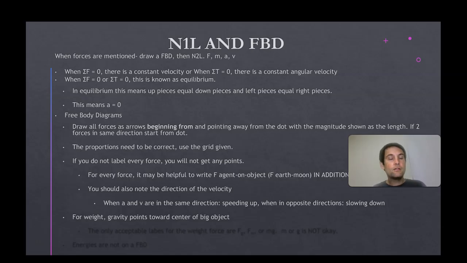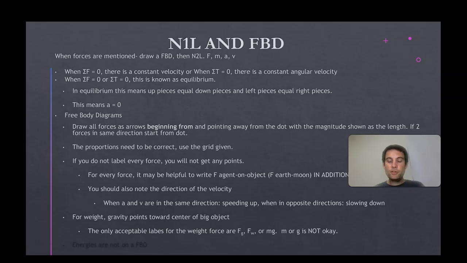For weight, gravity points towards the center of the big object. Whether that's a planet, a star, a moon, whatever. The only acceptable labels for the weight force are F sub G, F sub W, or mg. M or G is not okay. Energies are not on a free body diagram. It seems silly that I'm reminding you of these last 2 things, but here we are in May and I'm still seeing it, so watch out.